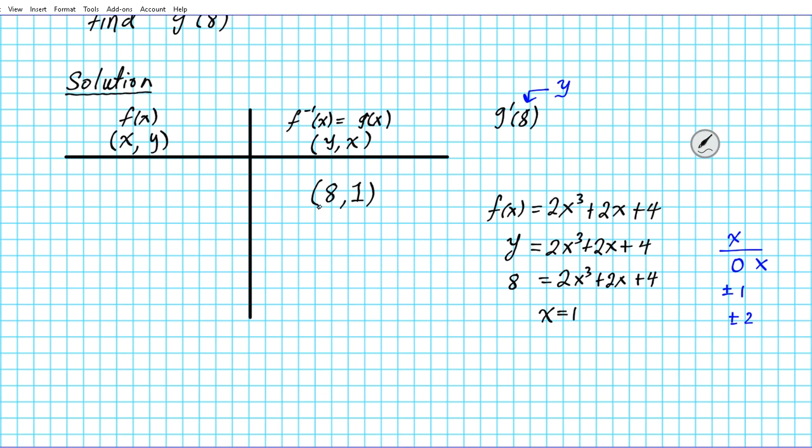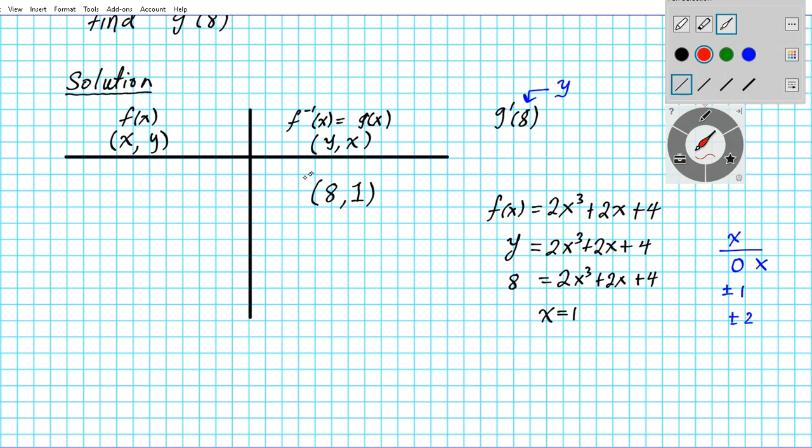Okay? Now that we have y and x, we're now going to go from the inverse world to the function world. Okay? So when you go from here to here, you're going to switch your x and your y's. So you switch the x and the y's by finding the inverse of the inverse, and that will give you 1, comma 8.